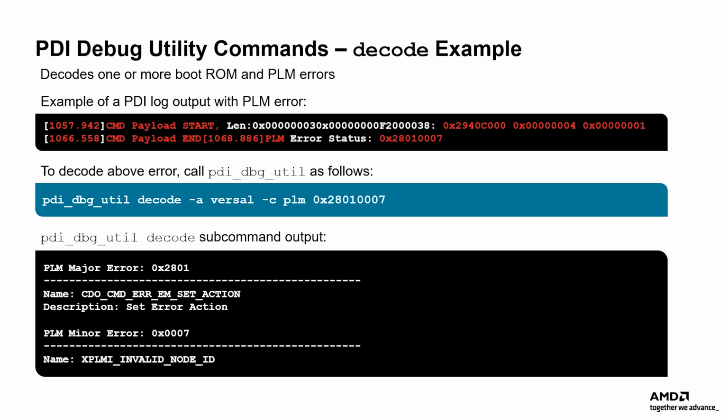This command produces an output as shown here. The PLM error status is composed of a PLM major error and a PLM minor error as shown here. The combination of these two errors helps narrow down the specific error detected during boot.